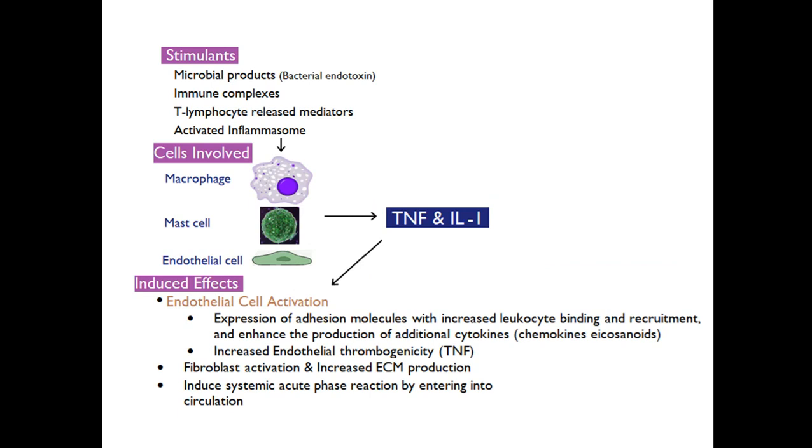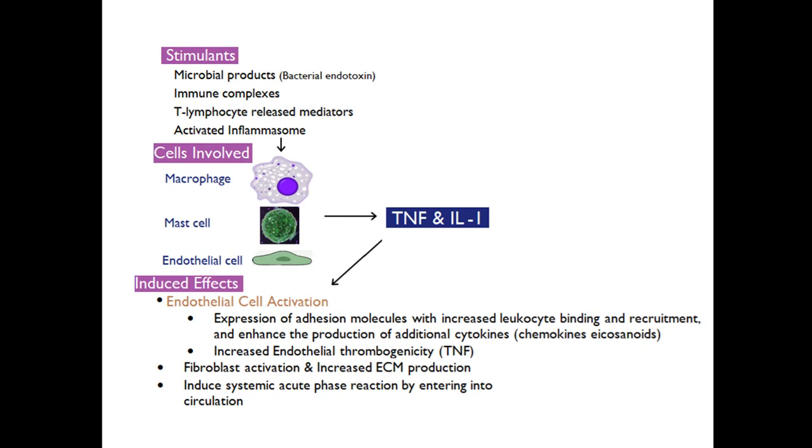Now, the two inflammatory mediators, interleukin 1 and tumor necrosis factor, are produced by macrophages, mast cells, and endothelial cells after they are stimulated by microbial products like bacterial endotoxin or immune complexes, and by the mediators which are released by activated T lymphocytes and activated inflammasomes, which are a group of proteins present in the cells.